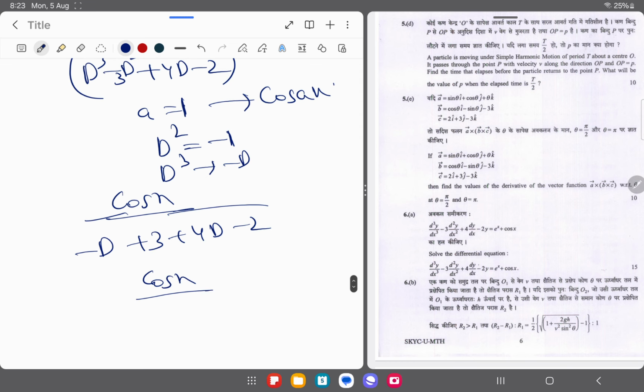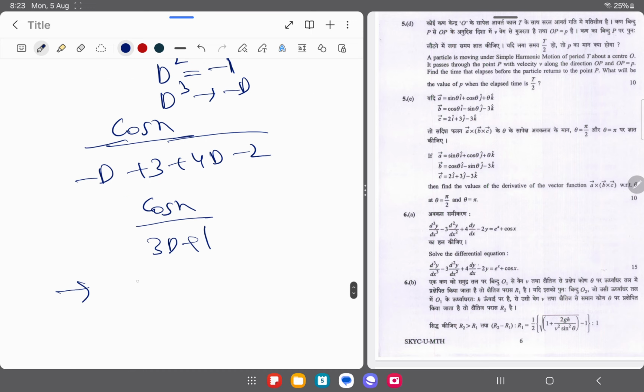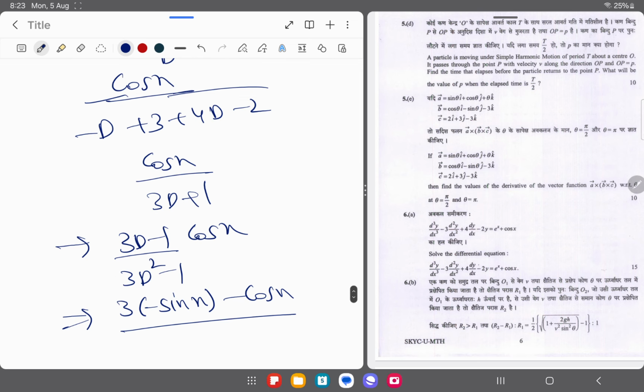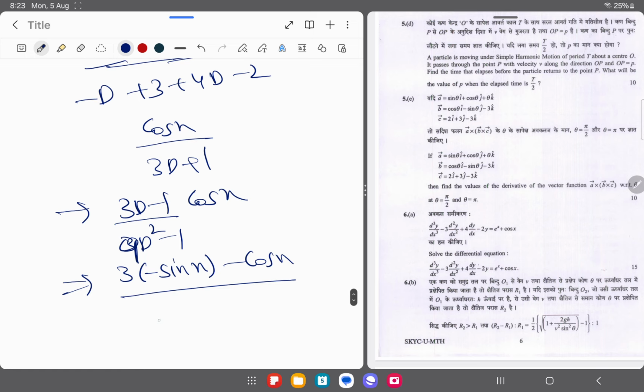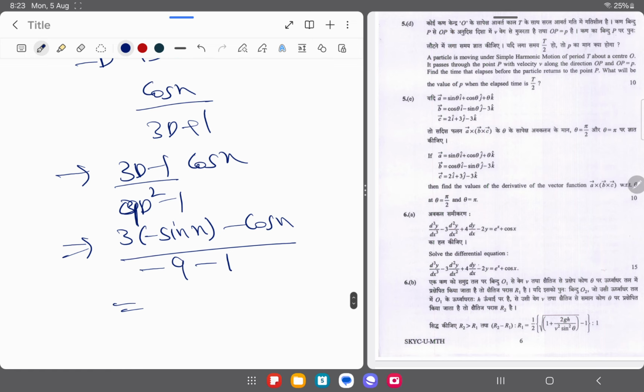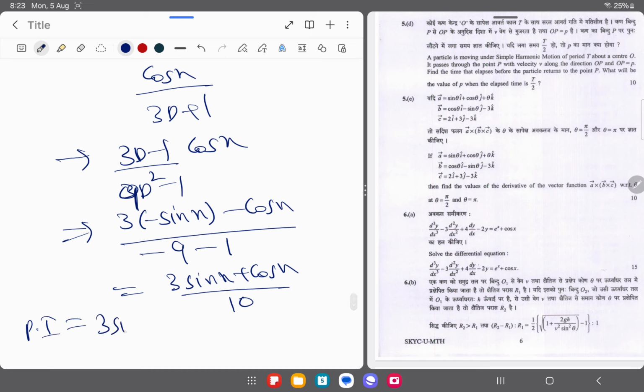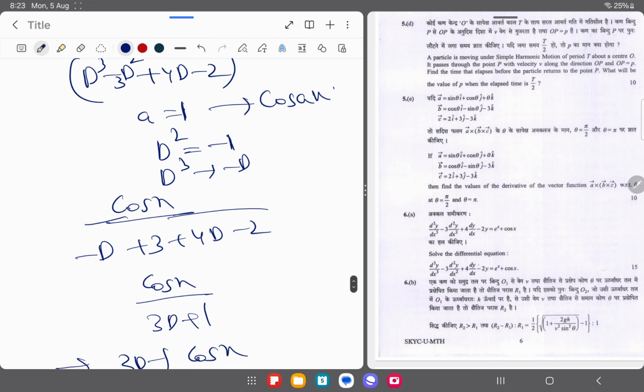So this will be cos x by 3D plus 1, right? Now multiply 3D minus 1 on both top and bottom. 3 into cos x, derivative is minus sin x, minus cos x by D squared. Sorry, this will be 9, minus 9 minus 1, right? So 3 sin x plus cos x by 10. So y p is 3 sin x plus cos x by 10 plus x e power x.